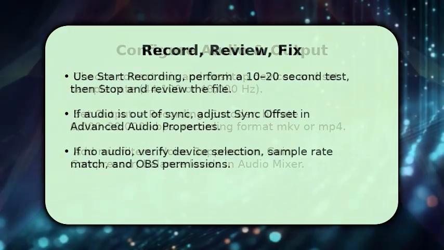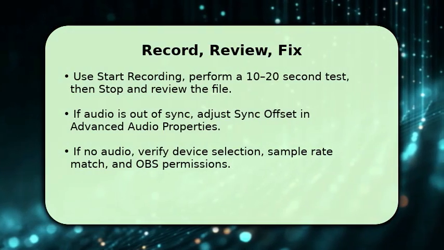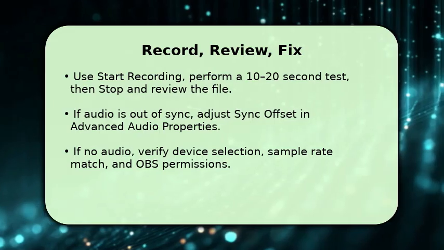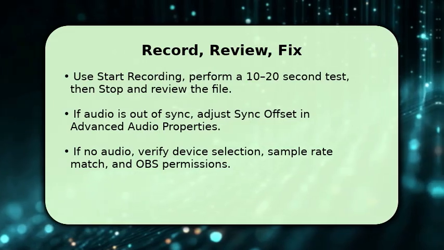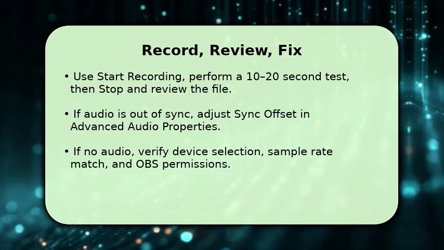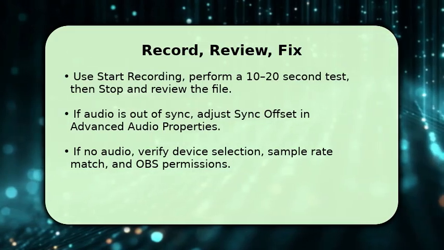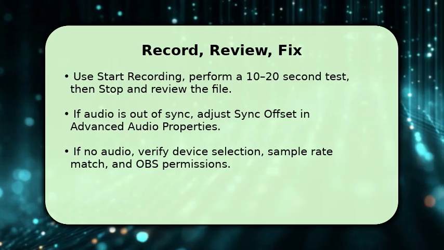Then adjust the audio. Start recording and do a short test clip while speaking and playing system audio. Once done, stop and immediately review the file to confirm video and audio quality. If you see audio drift or offset, open Advanced Audio Properties and apply a positive or negative sync offset to align tracks, then retest until tight.